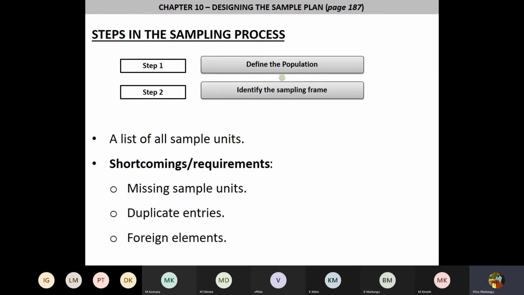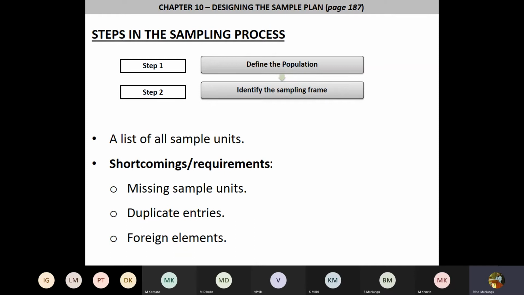In that list, it's important to note some shortcomings of the sample frames. This is not something you will discuss or do practically, but it's something you should know. Before you use a list, you should evaluate that list for certain requirements or whether it has any shortcomings. Some of them could be missing sampling elements or sampling units, meaning that some people qualify to be part of the study, but they are not on that list, which means that list is not complete.